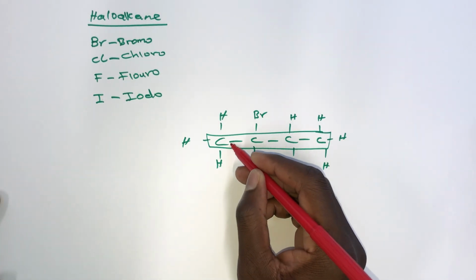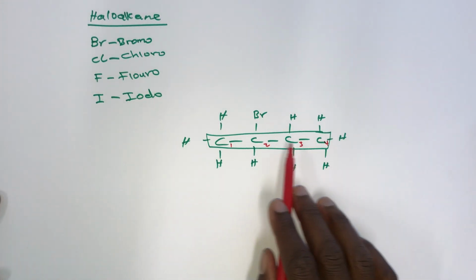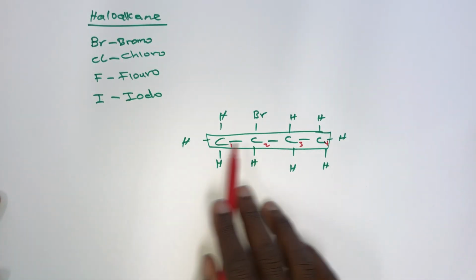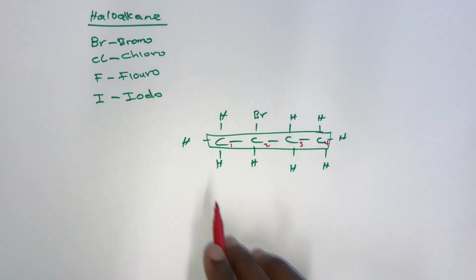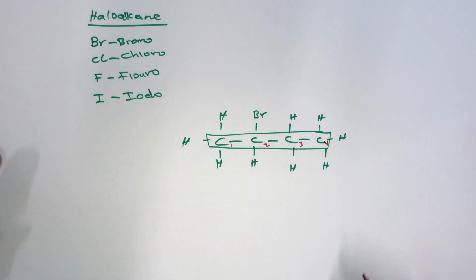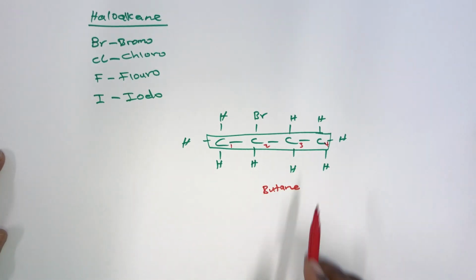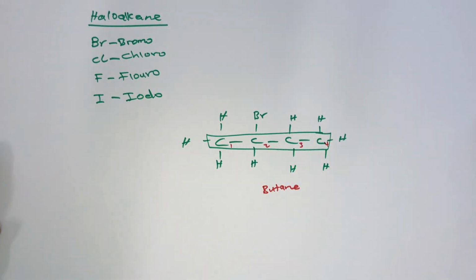So we're going to start here: 1, 2, 3, 4. If you start this side, that means your halogen is going to be in number 3, but from this side it is number 2. So we consider this side. Now we check the parent chain. The parent chain has 4 carbon atoms. That means it's going to be butane, because this is a single bond.